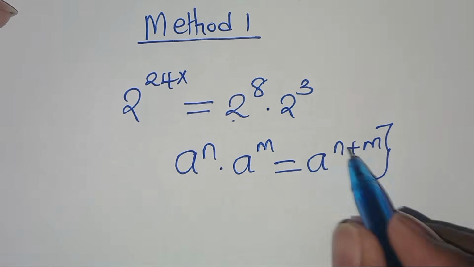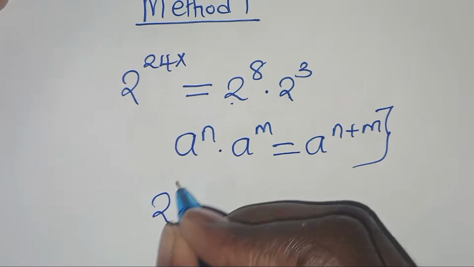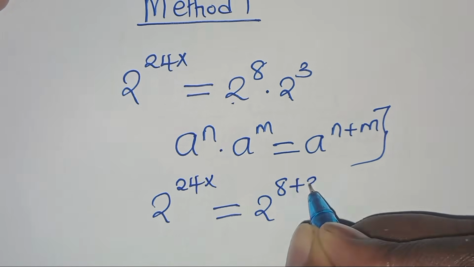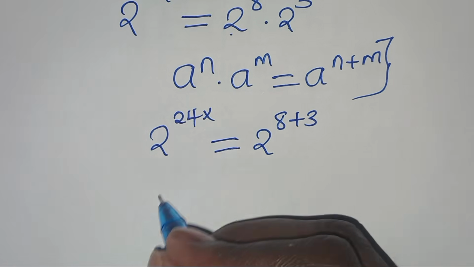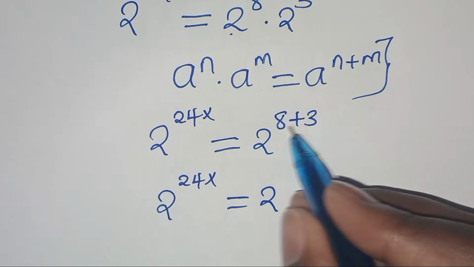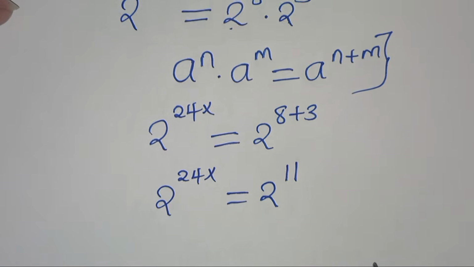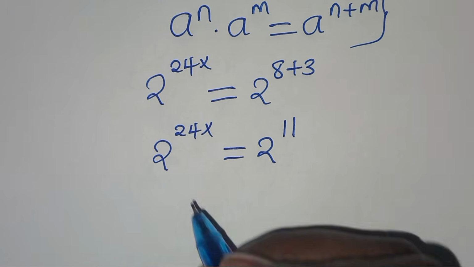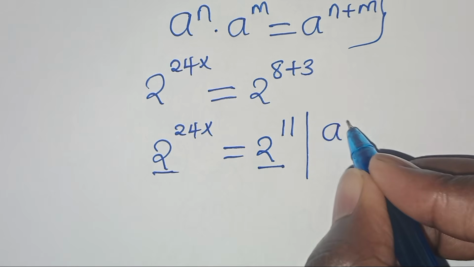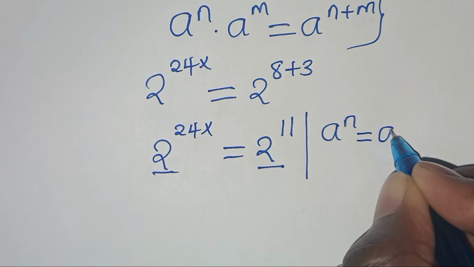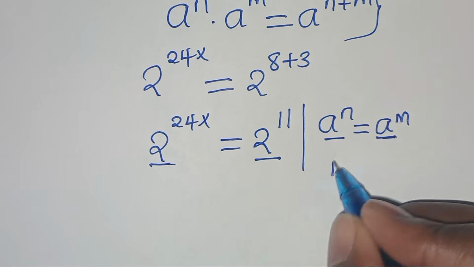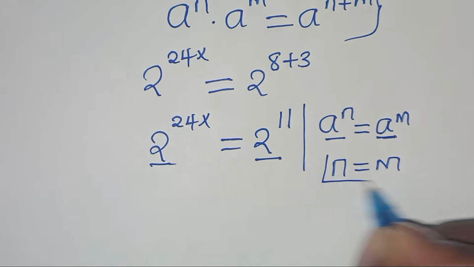Applying this exponent property, we have 2 to the power of 24x equal to 2 to the power of 8 plus 3, which is 11. Now, the bases are common here. This means that if a to the power of n is equal to a to the power of m, since the bases are common, exponent n is equal to m.